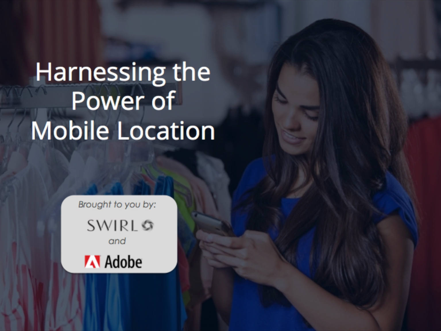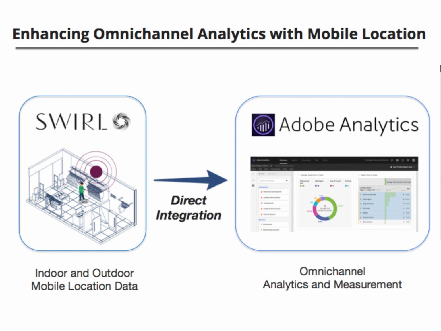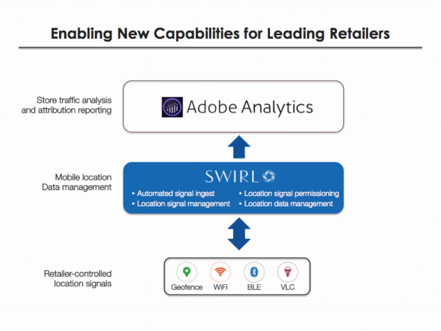In this video, we'll show you how Swirl and Adobe are enabling marketers to harness the power of mobile location. Through a direct integration between Swirl's mobile presence platform and Adobe Analytics, omnichannel marketers now have instant access to a powerful new set of consumer behavioral data. This integration makes it quick and easy for retailers to measure and understand the activities of shoppers in their brick-and-mortar stores. Together, Swirl and Adobe are enabling new capabilities for leading retailers.